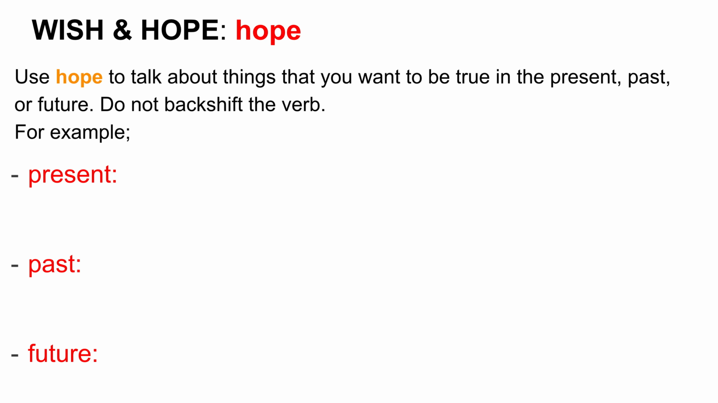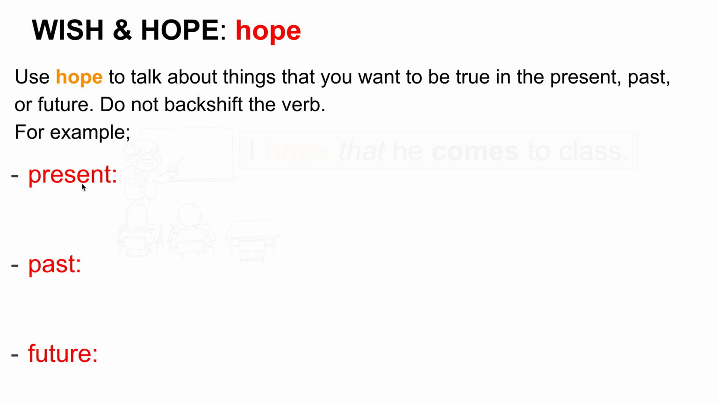Let's look now at hope, and we're going to end with hope. So, we use hope to talk about things that you want to be true in the present, past, or future. We do not have to backshift the verb. Okay? We hope that these things would be true. We want these things to be true. So, they might be true, but we want them to be, for sure.